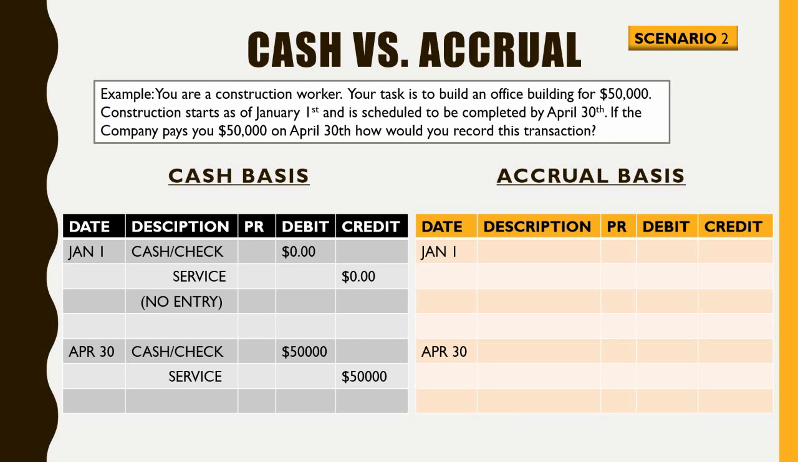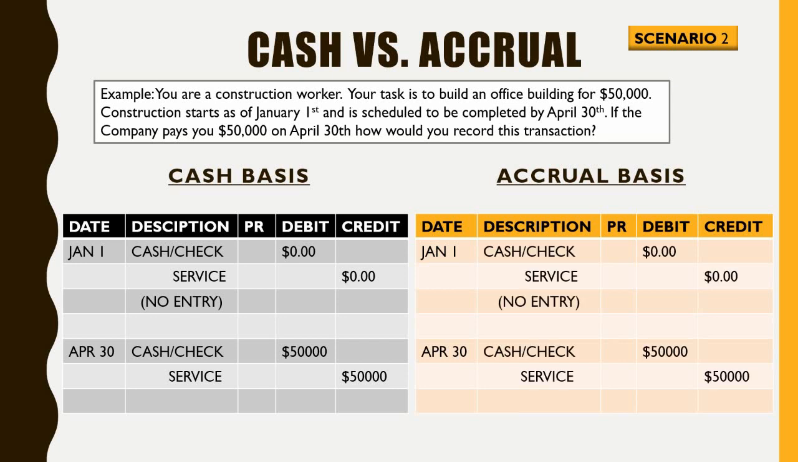Now let's take a look at the accrual side. Same thing here: no cash was received, and no job was done, so no need for an entry in January. However, in April, since we received cash and the service was done, we journalize it like this. So that's the difference, looking at two different scenarios. In one of them, someone paid me in advance to do the job. In this one, they paid after the job is completed. That's the difference between cash basis and accrual basis.